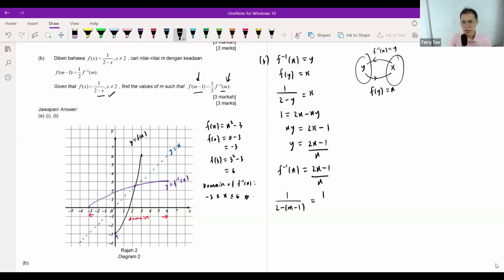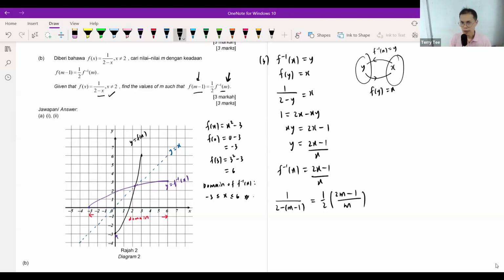Then the result is half of f inverse m. Now I'm going to replace your x here. This is f inverse m. Initially it is x, we replace with m. So it's 2m minus 1 over m. Okay, let us simplify this.